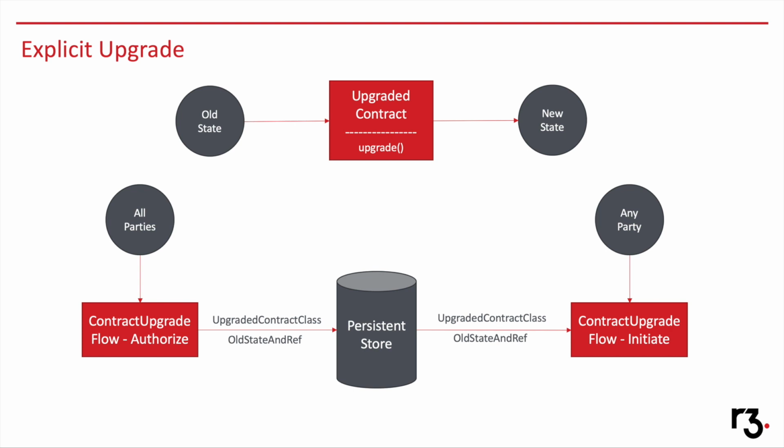The logic needed to transform the old state to the new state is required to be coded in the upgrade method. The logic could be simply copying the data from the old state to the new one, or some other complex logic as your situation demands. When the contract upgrade authorize flow is executed, all the unconsumed old states that are passed as parameters to the flow are marked as authorized for upgrade and stored in a persistent storage of the node. Once the contract upgrade initiate is executed, these authorized states are fetched from the persistent storage and marked as consumed, and the upgraded contract's upgrade method is called to produce the new states.